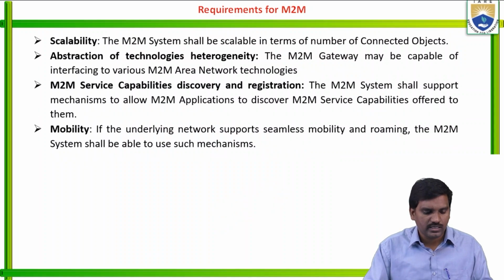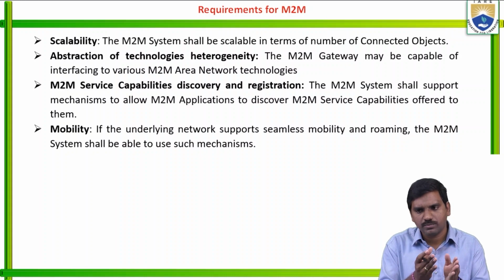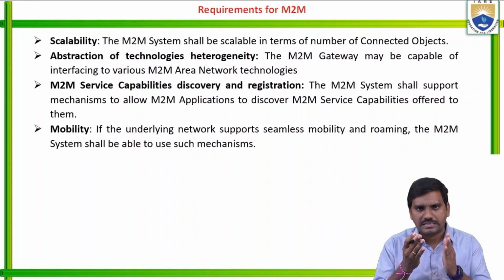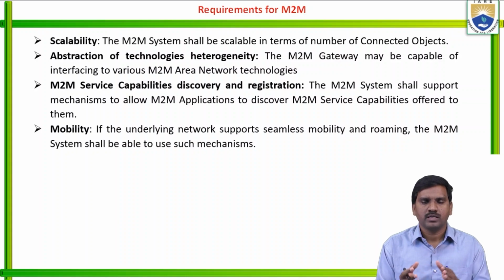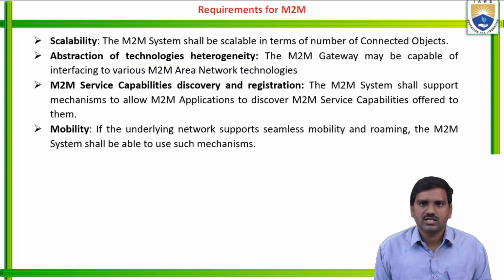Next, scalability and abstraction of technology heterogeneity. Scalability: the M2M system shall be scalable in terms of the number of connected devices. It can connect a minimum to a maximum number of devices, depending on the scalability of the system. Next, abstraction of technology heterogeneity. The M2M gateway may be capable of interfacing to various M2M area network technologies. It can interface many area network technologies depending on our requirements.